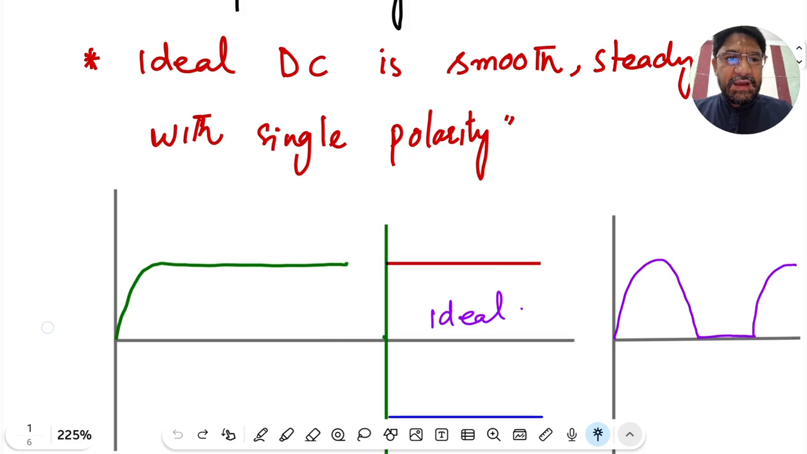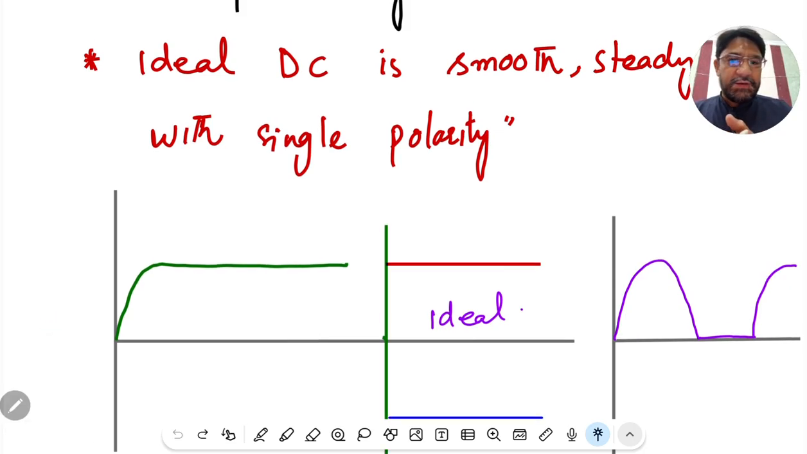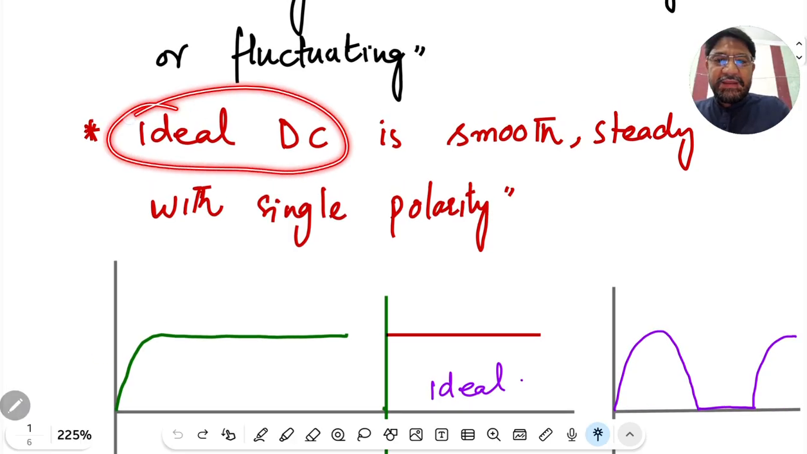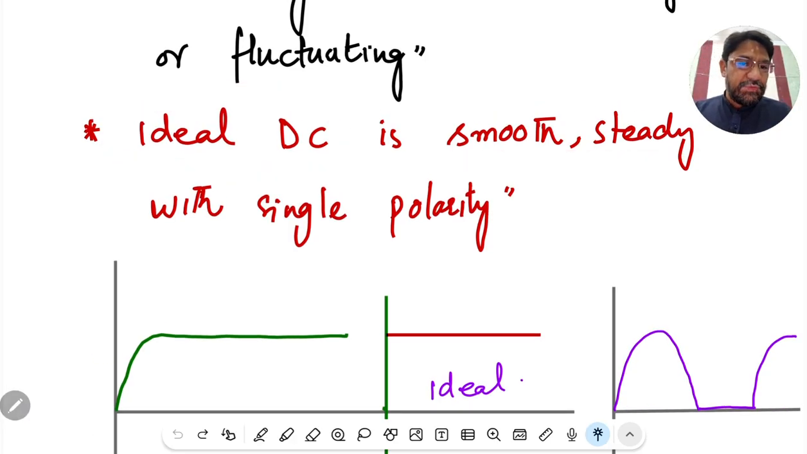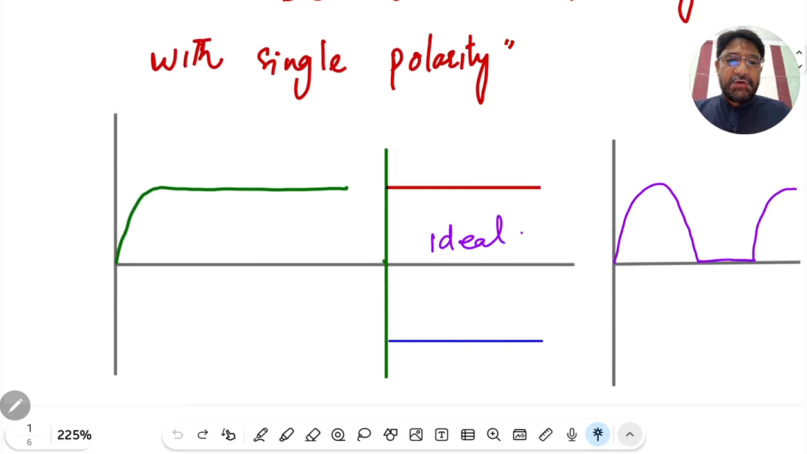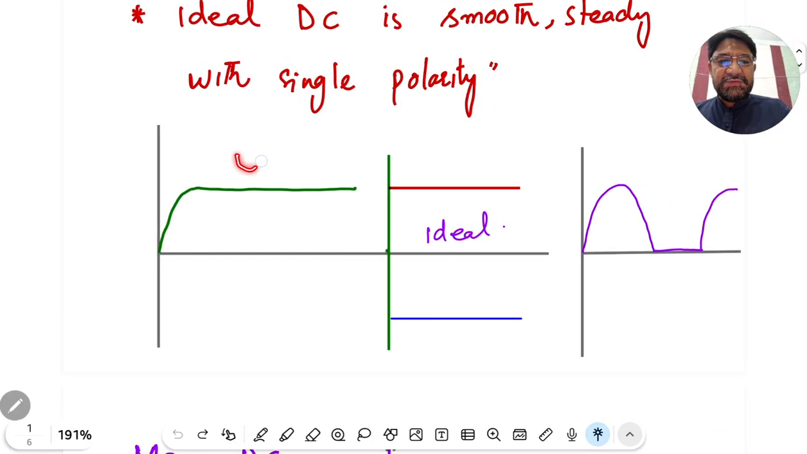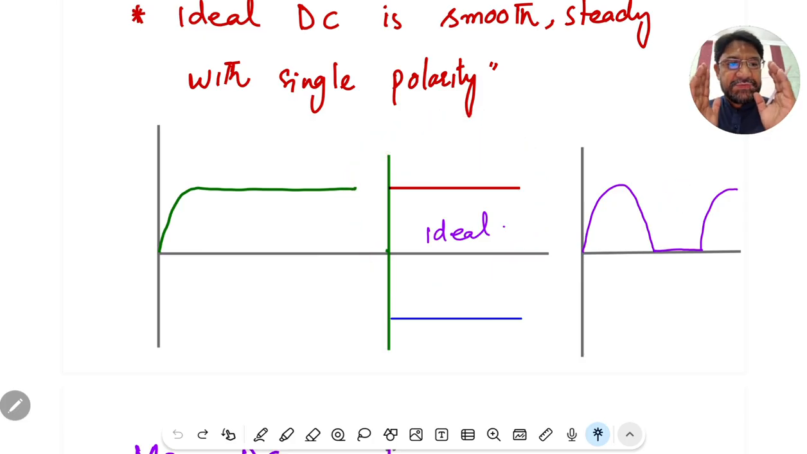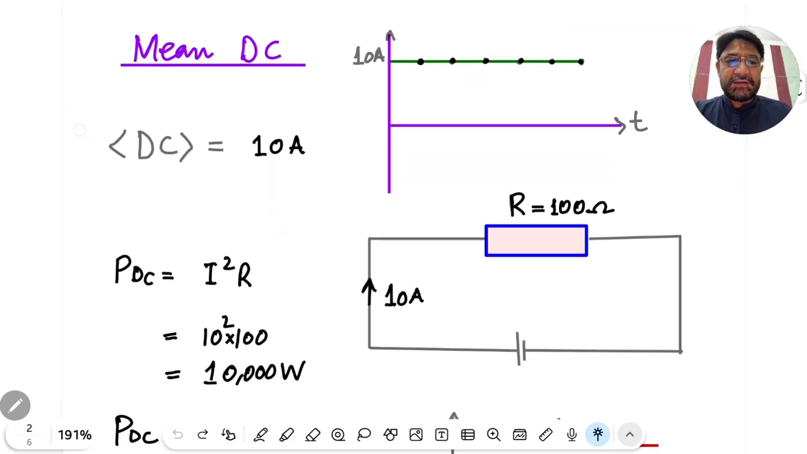Here I have shown you some direct currents, which are not all ideal. An ideal direct current must be smooth, steady, and with single polarity. Out of these three, the first is not the ideal direct current. The second one is the ideal direct current. The third one is not the ideal direct current. The ideal one is steady, smooth, and of single polarity.